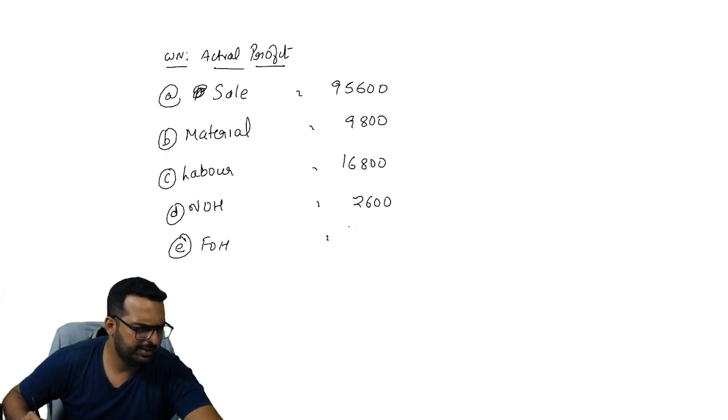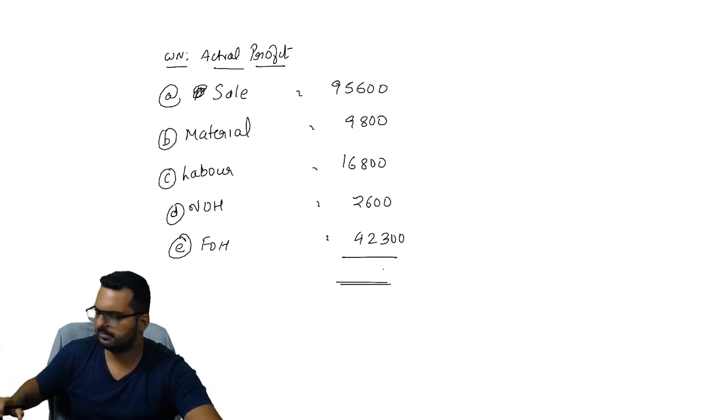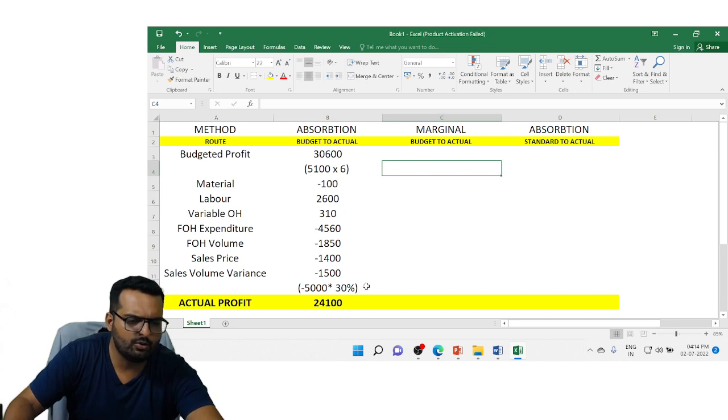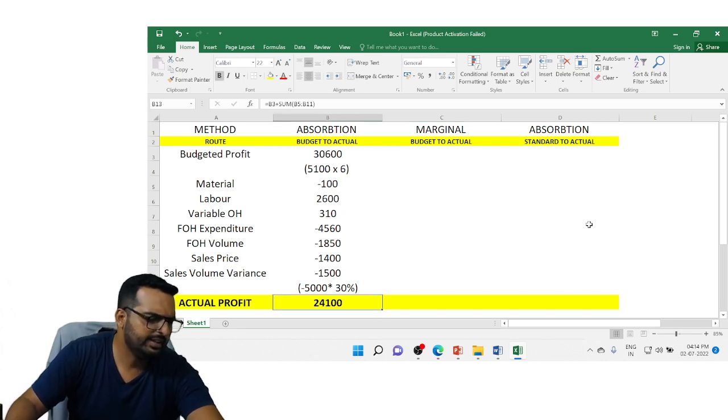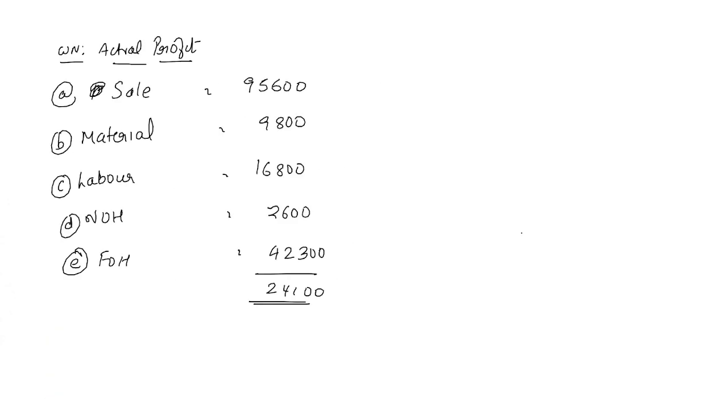Is it 42,300? Okay. So now tell me, if I subtract all this, what is the actual profit I get over here? Do I get the answer as 24,100? Is that exactly the same answer I got over here, friends? Yes. Just write down this first in your books, all of you. Then I'll go back to the Excel sheet and show you.